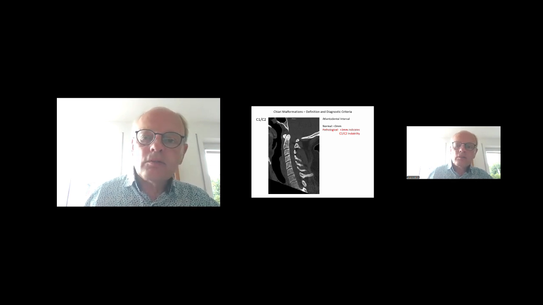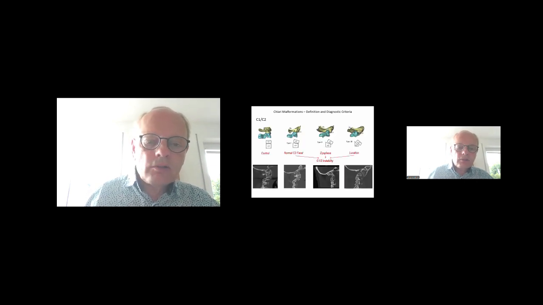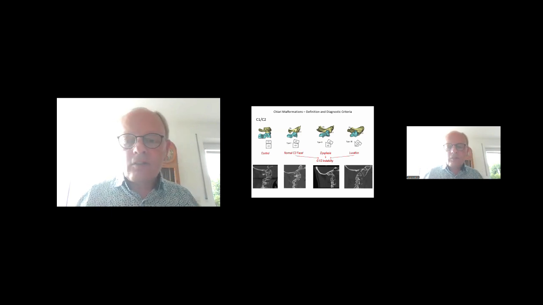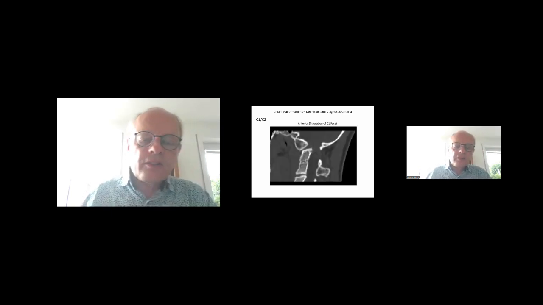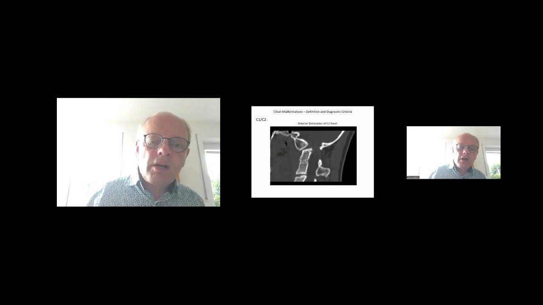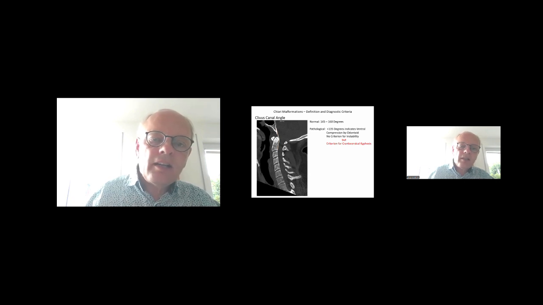Similar for C1-C2. We know the normal definition of C1-C2 instability is a pathological distance between atlas and odontoid increasing beyond 3 millimeters. We consider this unstable. But we also have to look at the C1-C2 facet configurations, and if you see, as in this case here, anterior slippage of C1 over C2, that's a clear indication of instability. The clivus canal angle is also interesting to look at because it will give you an indication whether there is craniocervical kyphosis, and this can be a sign of craniocervical instability.